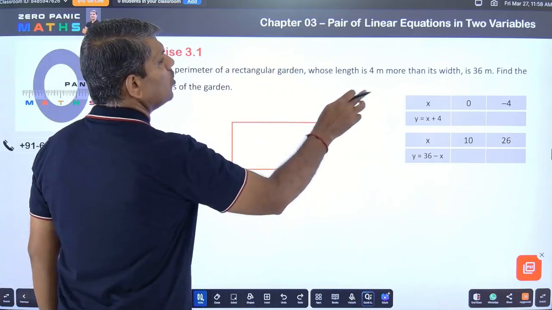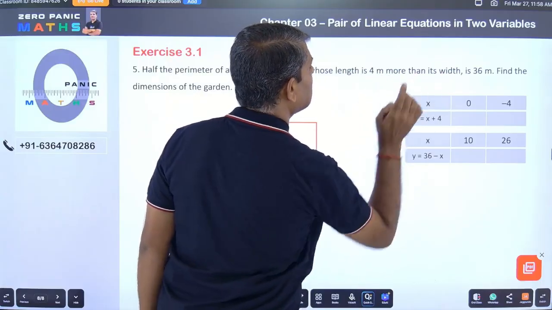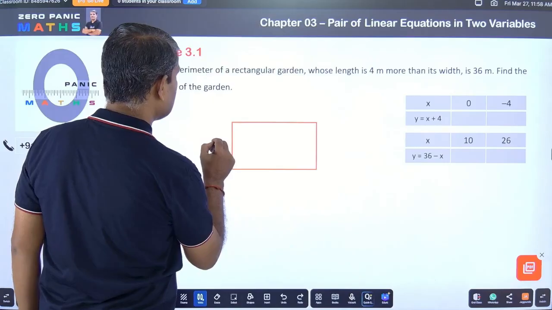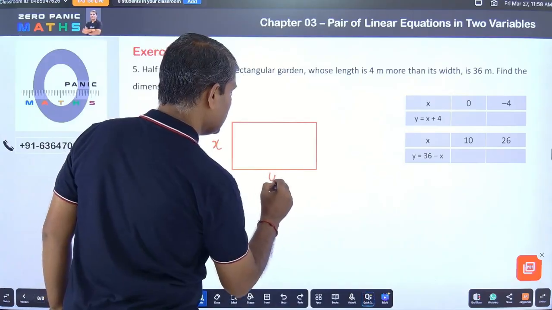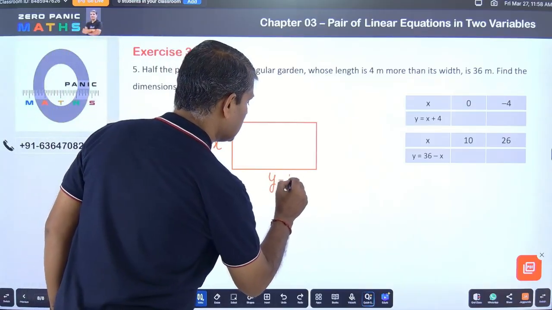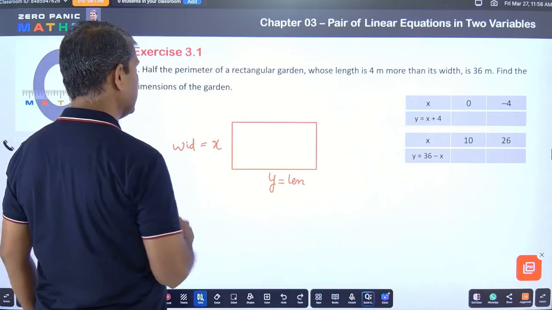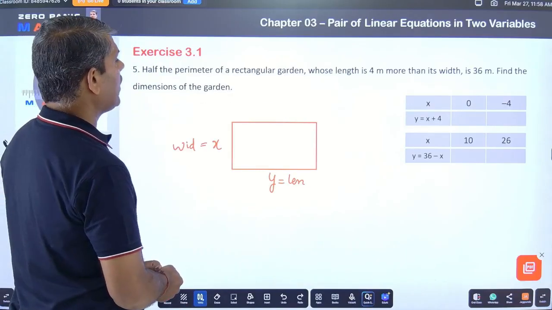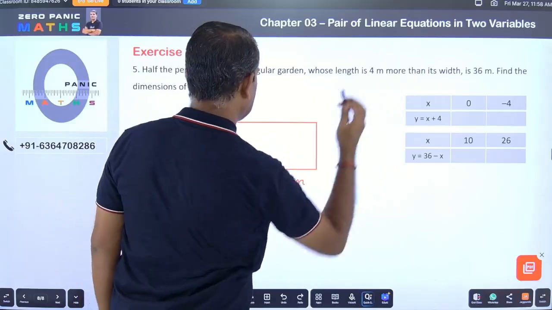Rectangular garden whose length is 4 meter more than its width. So first of all, let me identify this as its width x, and this as its length y. Let me write this as length and this as width. What they are saying is length is 4 more than its width.